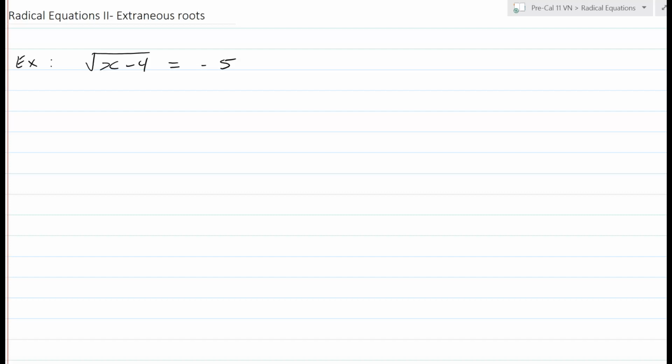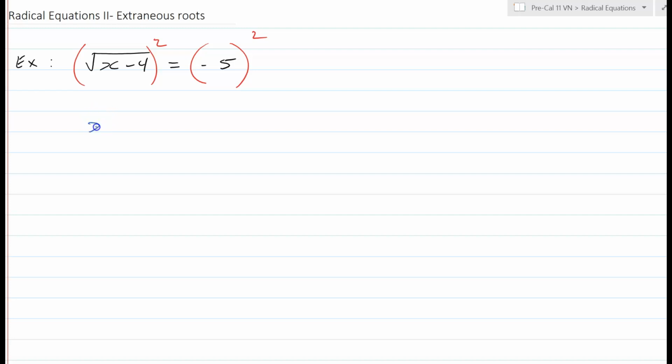All right, let's continue with the radical equations. So let's look at this example: square root of x minus 4 equals negative 5. We're going to go through the method to solve this. We're going to square both sides. The radical is already isolated, so I'm going to square both sides, and let's go ahead and solve.